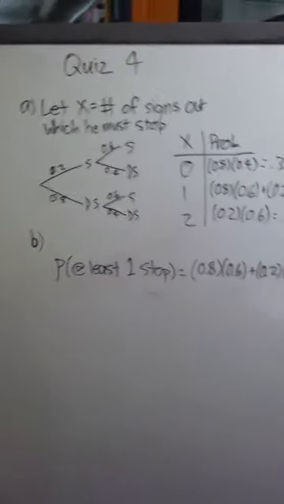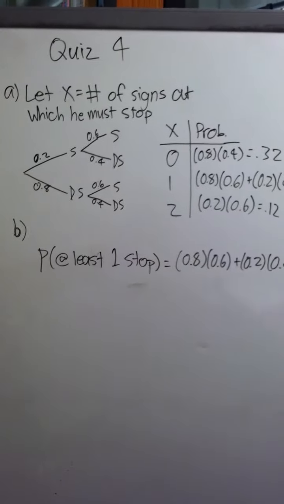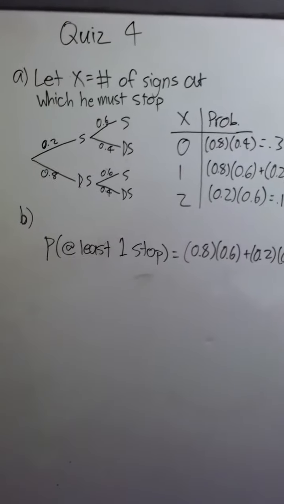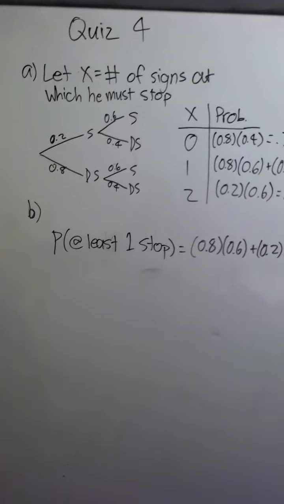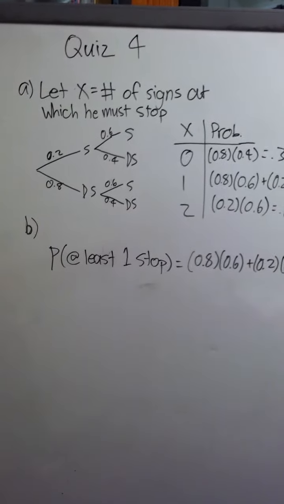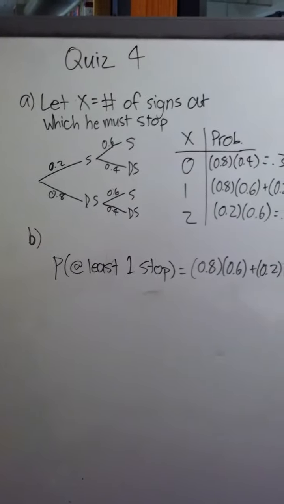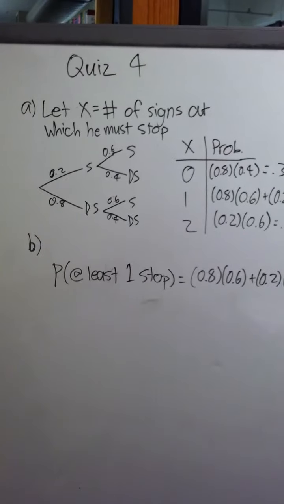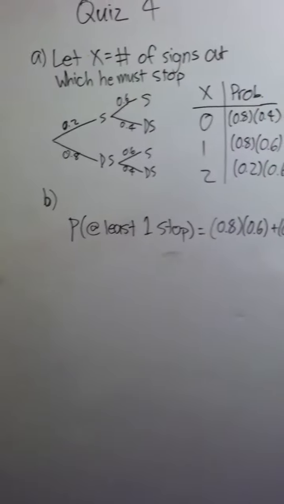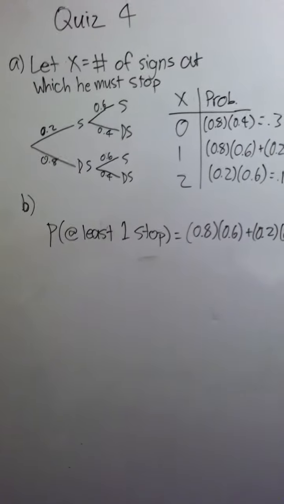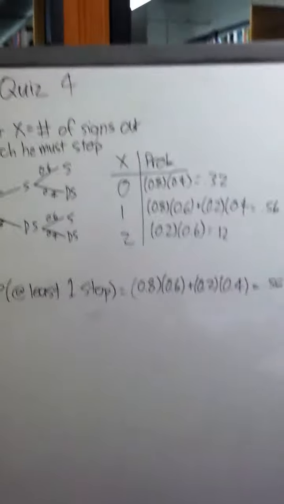Now, in the second part of the tree, the problem states that there's a 0.6 probability that he needs to stop at the second, and the key word is independently of what happens at the first. So that means the second part is separate from the first time. It says there's a 0.6 probability, so that means 0.6. 1 minus 0.6 is 0.4. So that is the probability that he doesn't stop at the second sign.